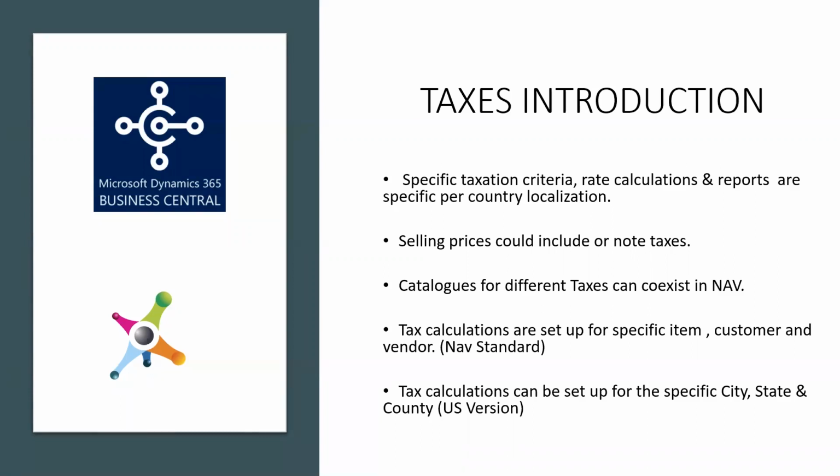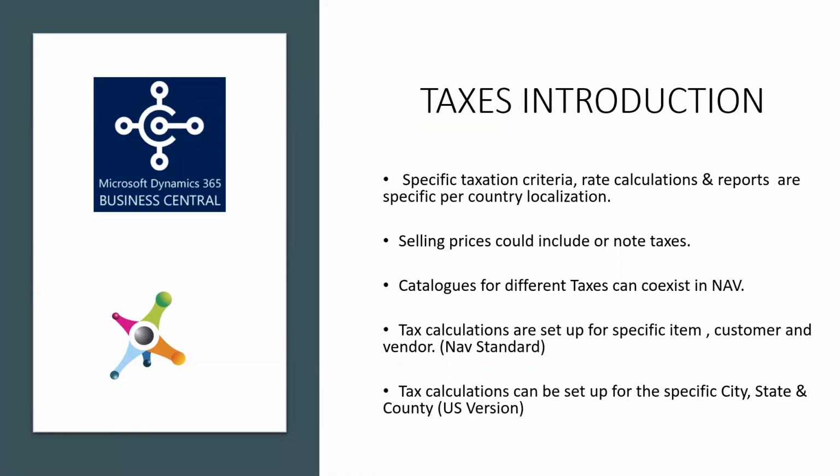This means that you might have different taxation for specific products, but in combination with different criteria. For example, a specific product can be sold to a local customer, but the tax could change if the same product is sold to a foreign customer, so the rate changes, right? So we have different types of taxes for different types of products, customers, vendors, and so on. So tax calculations are set up for specific items, customers, and vendors.